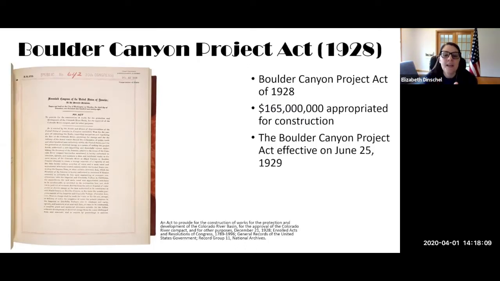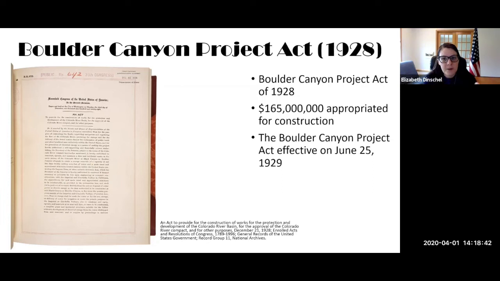So the Boulder Canyon Project Act of 1928 authorized construction of a dam in Boulder or Black Canyon, construction of the All-American Canal to connect the Imperial and Coachella Valleys with the Colorado River, and divided the lower basin waters among the lower basin states. We saw that in the map a second ago. So we all know part of Congress's job from the Constitution is to make a budget and appropriate funds to run the United States, right?